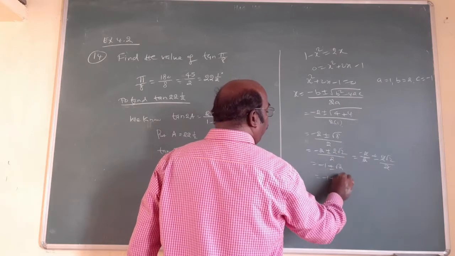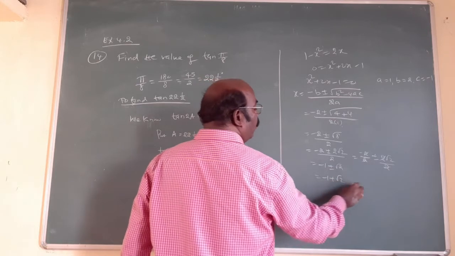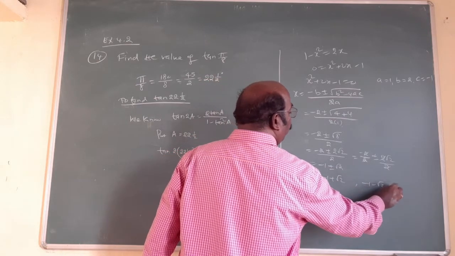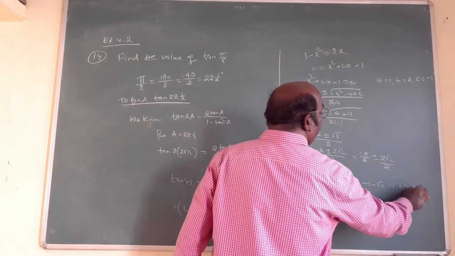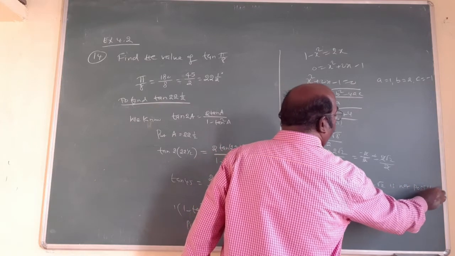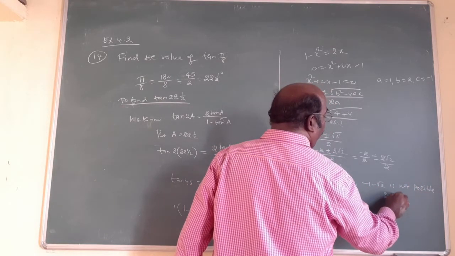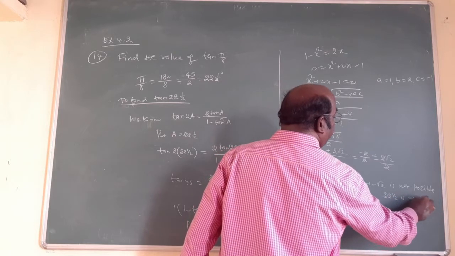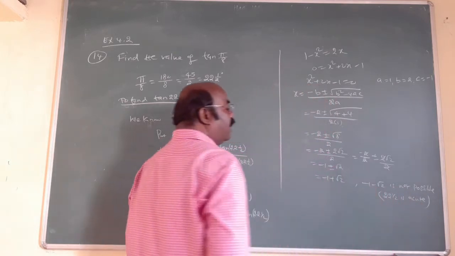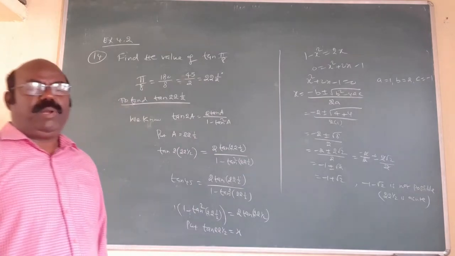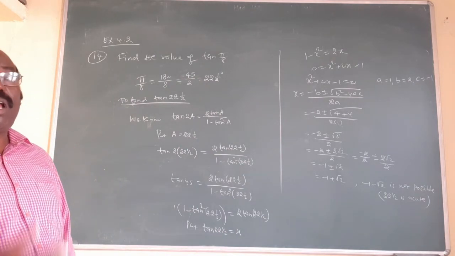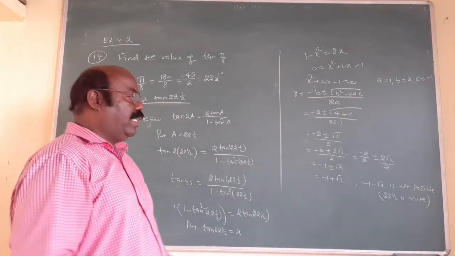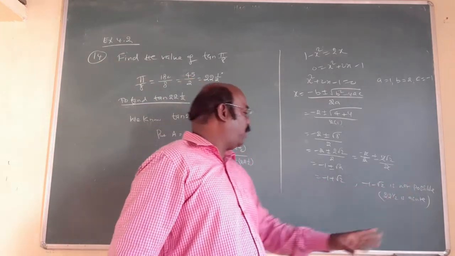You write the answer only: minus 1 plus root 2. Minus 1 minus root 2 is not possible. What is the reason? Already told you, since 22 and a half is acute. Acute means below 90. Below 90 means first quadrant. In the first quadrant all are positive. Both negative is not possible. But this one is positive.